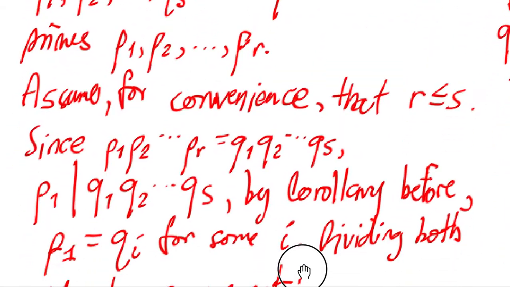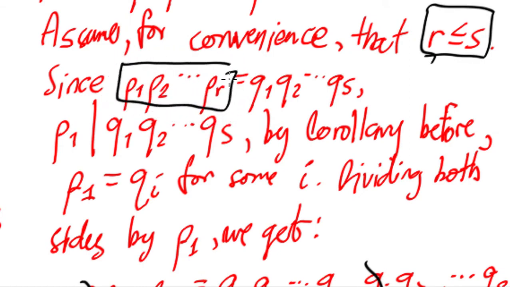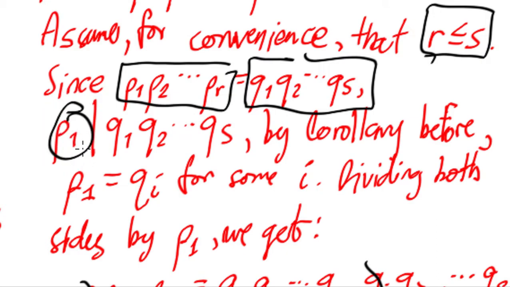Okay, now what we'll do next is, for the convenience of everybody, assume that r is less than or equal to s. But of course, we want to show that r is equal to s. Since p sub 1, p sub 2 up until p sub r is equal to q sub 1, q sub 2 up until q sub s, we can therefore say p is a factor of this q sub 1, q sub 2 up until q sub s. That's true because this is a single term, for example, and p sub 1 is one of its factors.